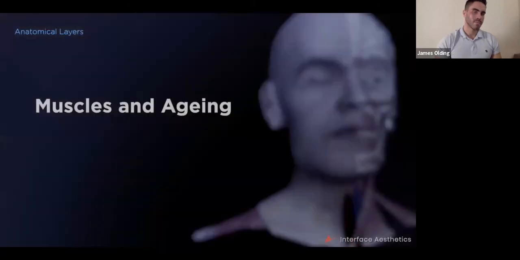Let's look first at the upper face. The action of frontalis muscle elevates the brow and gives a startled or surprised appearance. Action over time can lead to the development of horizontal forehead lines.